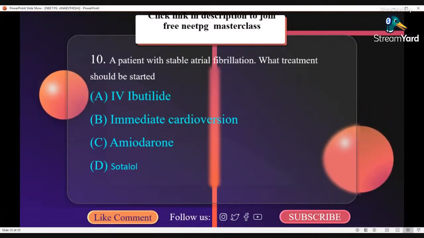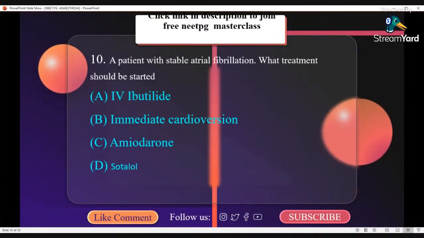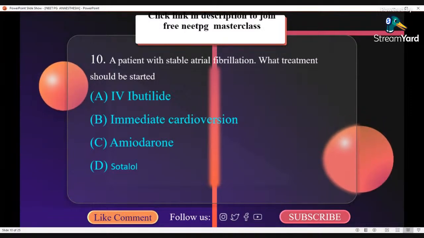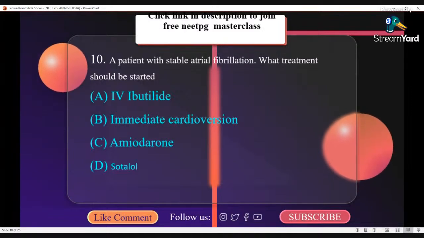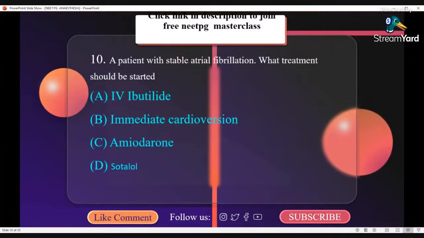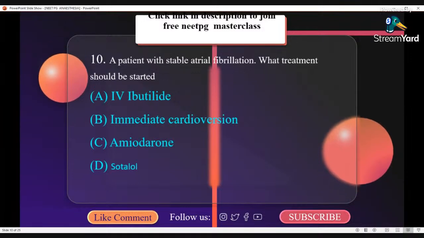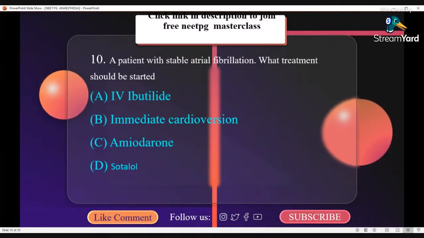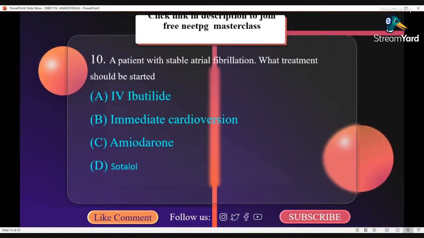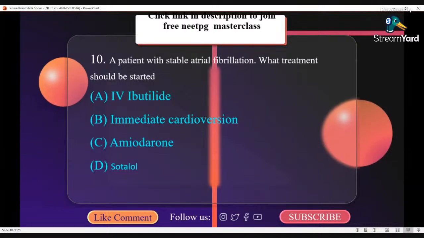IV ibutilide is a class 3 antiarrhythmic drug which has rapid onset of action in restoring the sinus rhythm. It acts by prolonging the action potential duration and effective refractory period. IV ibutilide is administered at a dose of 1 milligram over 10 minutes. A second dose can be administered 10 minutes after the first. If there is evidence of hemodynamic deterioration, immediate cardioversion is the treatment of choice.